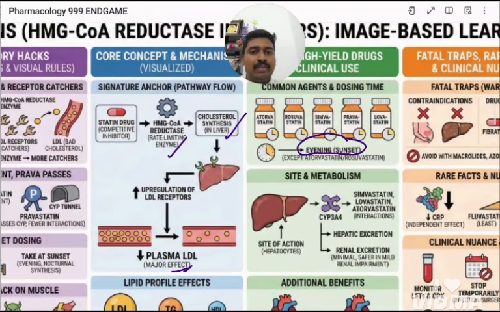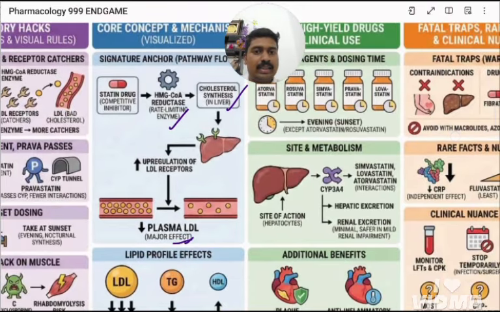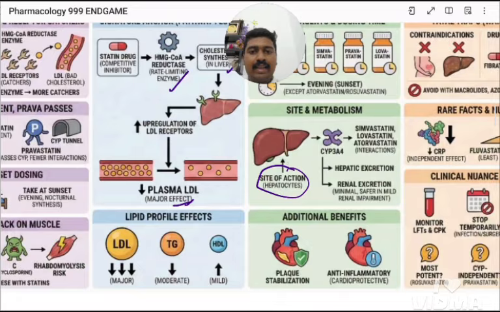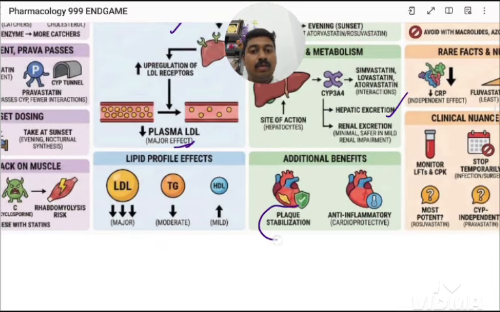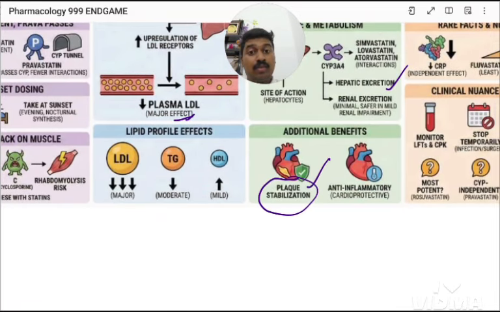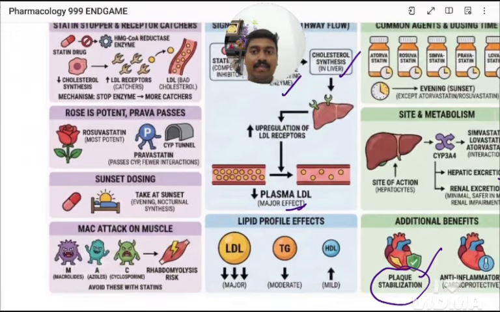We usually give an evening dose, that is a sunset dose, except for atorvastatin and rosuvastatin. This is a question based on pharmacokinetics. Other than atorva and rosuva, we give all statins in the evening. The site of action is the hepatocytes. Statin involves the CYP3A4 mechanism, which is why it can cause interactions. It is hepatic excretion; renal excretion is mild, so it can be safely used in renal failure. Additional benefit: in addition to decreasing LDL levels, it causes plaque stabilization. It doesn't promote plaque rupture, it stabilizes the plaque, and it is anti-inflammatory also.